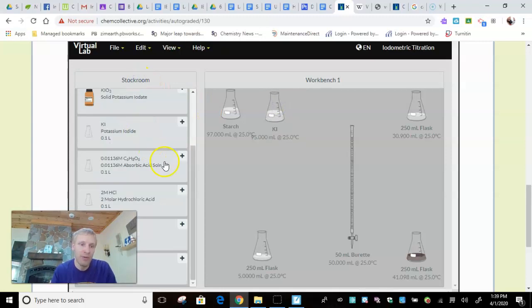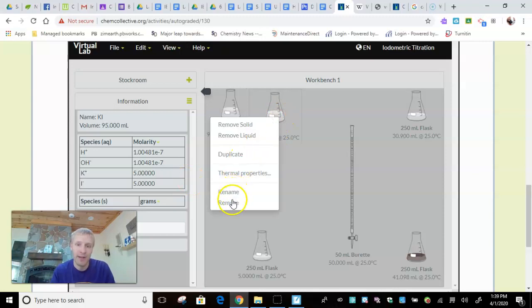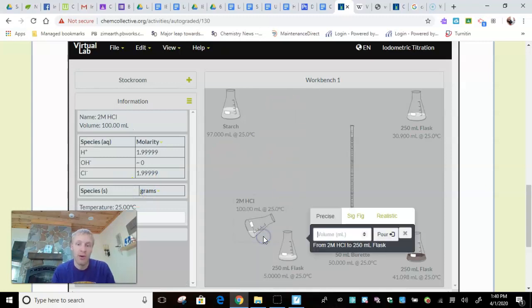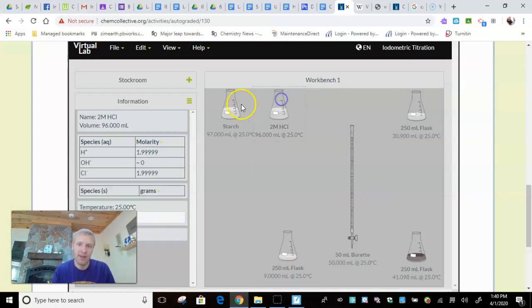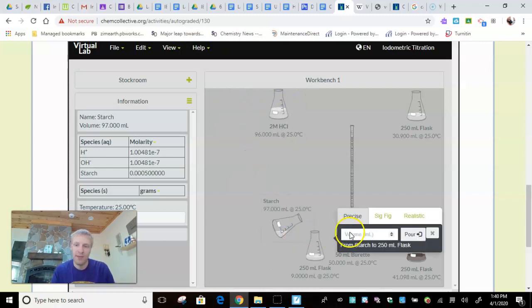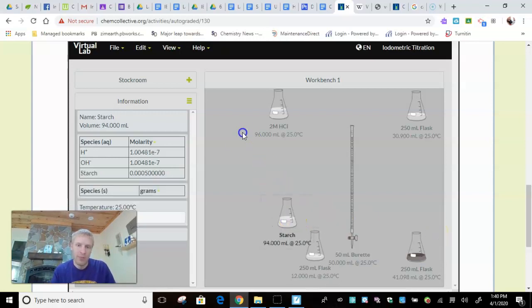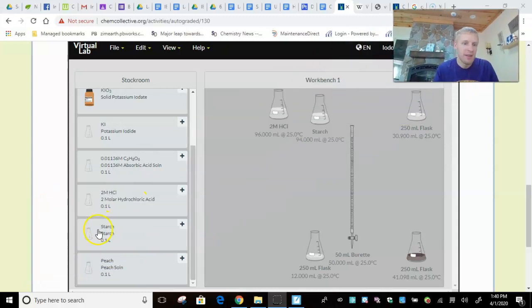And now I'm going to go for my HCl, and the workbench is full. No, it's not, but all right, we'll go with that. HCl. And we are going to pour in 4 milliliters of this, according to the directions, same directions as before. Okay, I got it in there. Move this out of the way. I need my starch. And I'm going to need 3 milliliters of this. Pour that in. I got my 12. And now I'm going to need my peach. I'm in the way. Let's try putting myself over here. There we go. Peach.